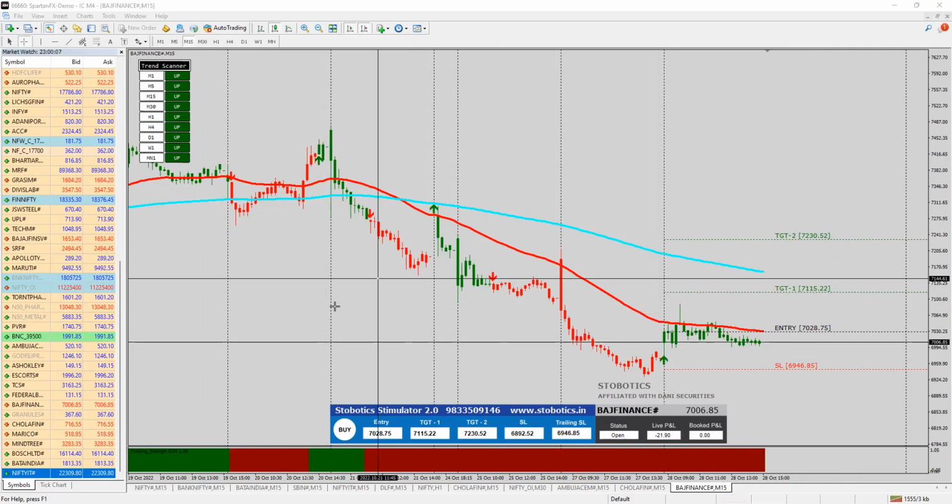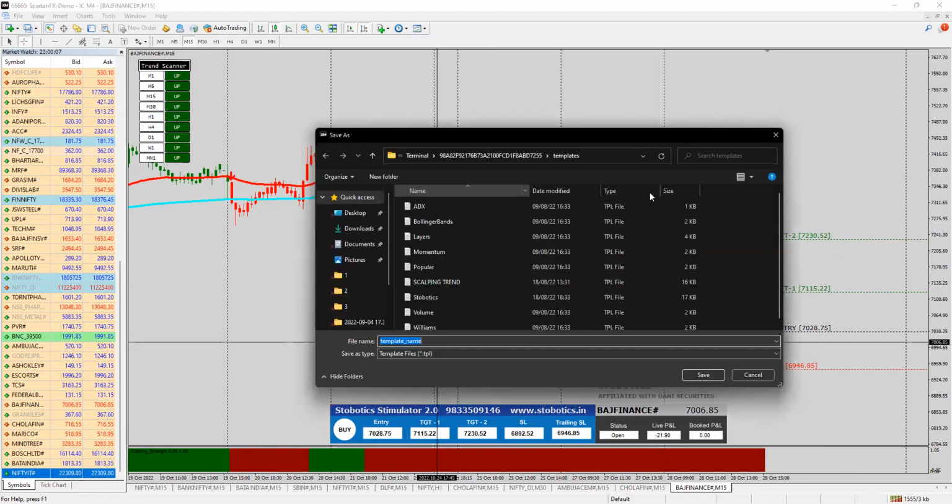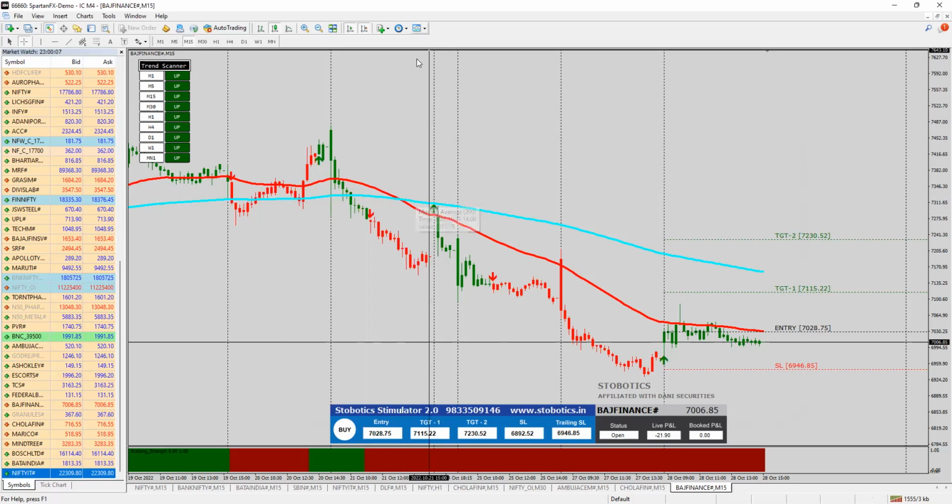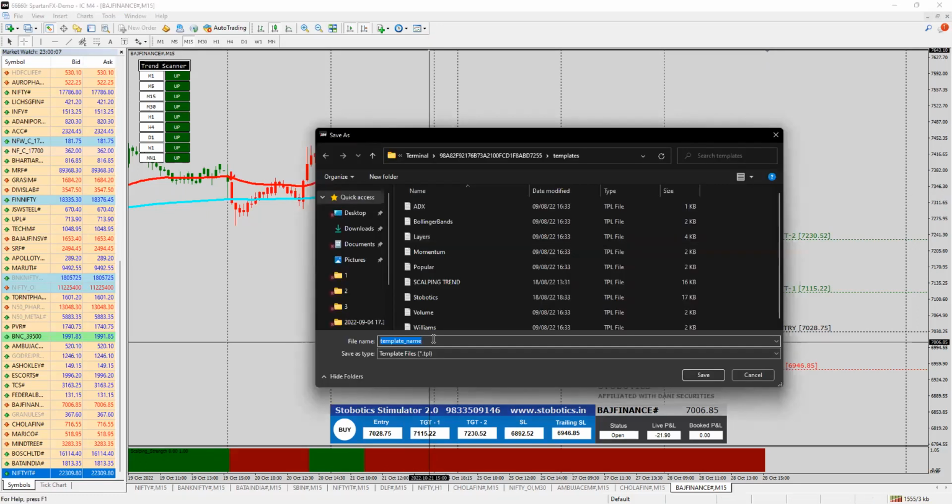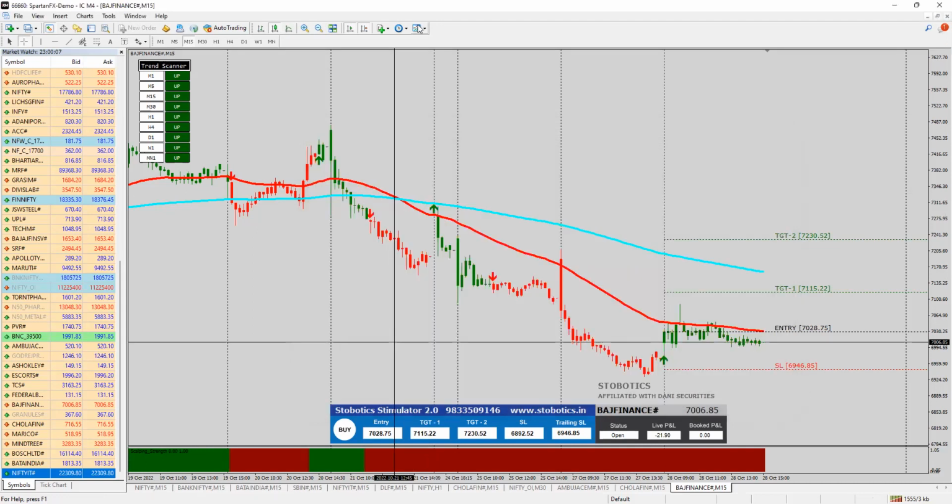You can just save the template. Go on the top, save template over here. Whenever you are posting these indicators like 50 and 200, you can go over here, save the template in the name of Stobotics and save it. That's it. So automatically whenever you open this, you will get it over here. You can just save that template, so whenever you want, you don't have to add this 50 and 200 again, you will get it automatically.